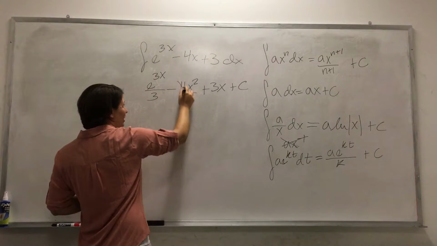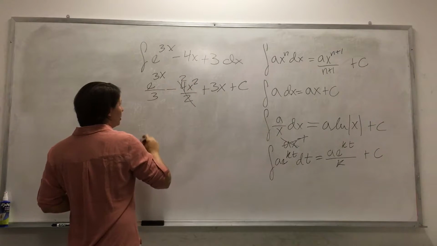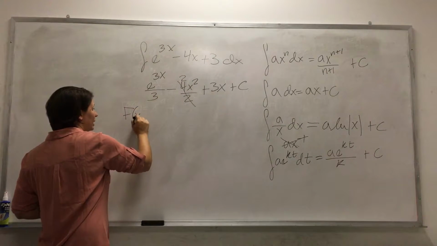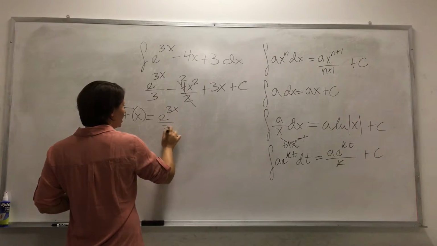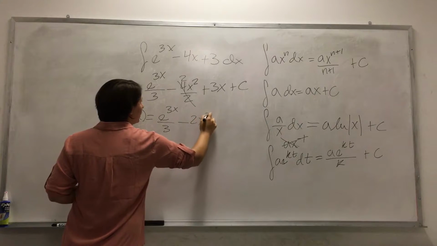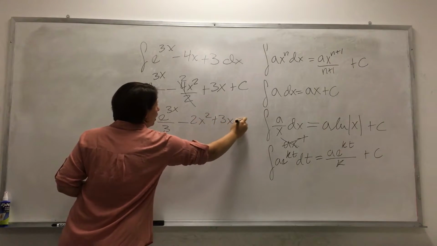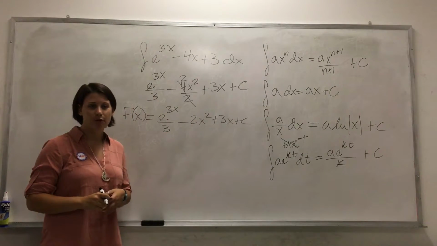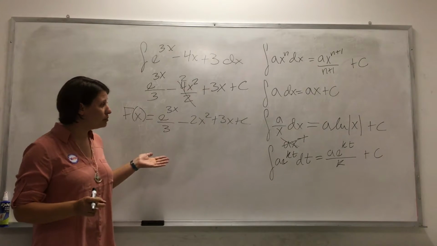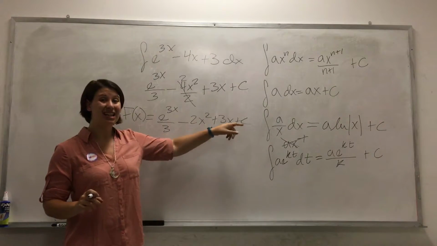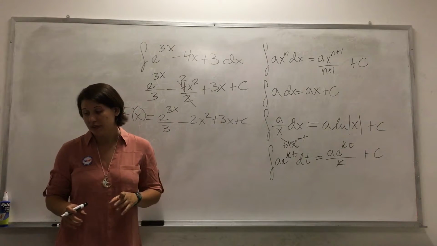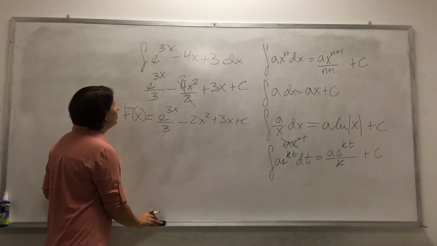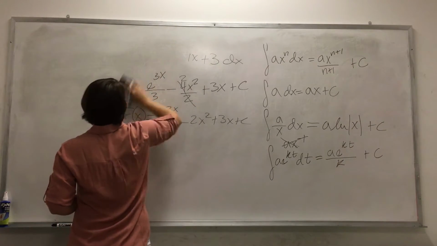Then we look to see if we can simplify. 4 over 2, that simplifies to just 2, right? So then, our antiderivative is e to the 3x over 3 minus 2x squared plus 3x plus c. Okay? That is a general formula still though, because of the plus c not being an actual value, which we can find. It's very simple to do. So let's do that next.